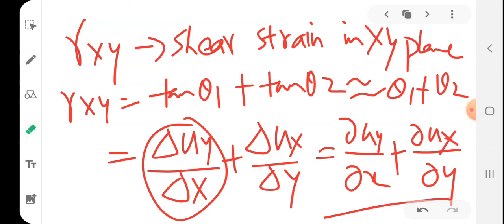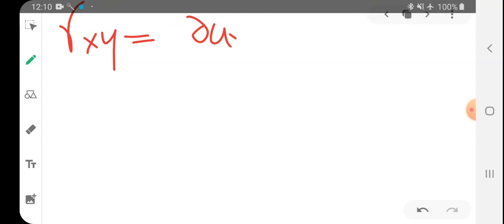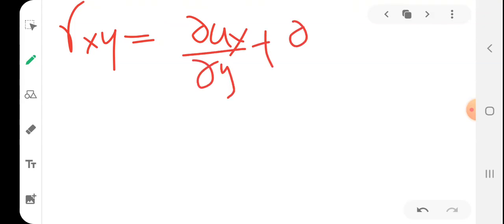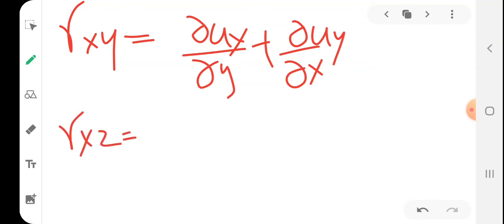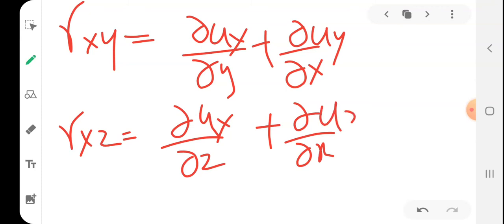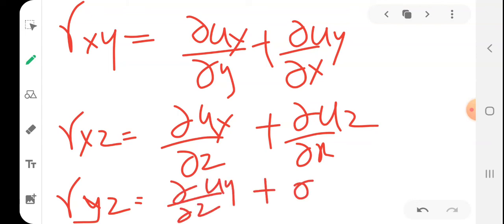Okay, shear strain in a plane. Now this is gamma xy. So similarly, gamma xy is equal to ∂ux/∂y plus ∂uy/∂x. If it is in the xz plane, it will be ∂ux/∂z plus ∂uz/∂x. If it is in the yz plane, ∂uy/∂z plus ∂uz/∂y. That is how you write shear strain in different planes.